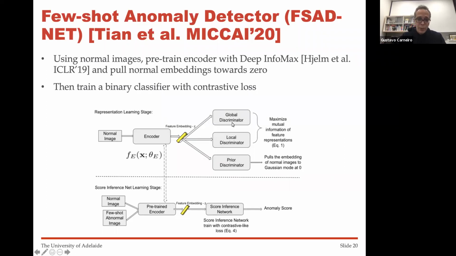And after you do the pre-training using only normal images, you take the encoder and then you give it a few shots of normal images, and you train the score inference network, which is trained with a loss that is very similar to a contrastive loss to produce an anomaly score. So basically, you're trying to put all the normal images together in this mode at 0, and all the anomalous images far away from 0. So that's basically what this loss is doing.